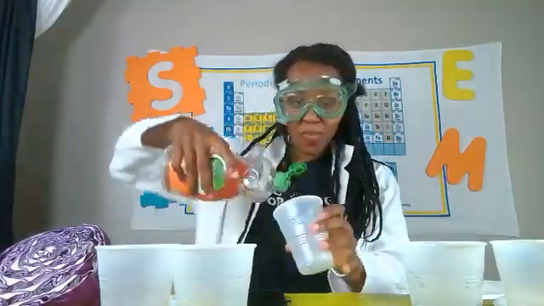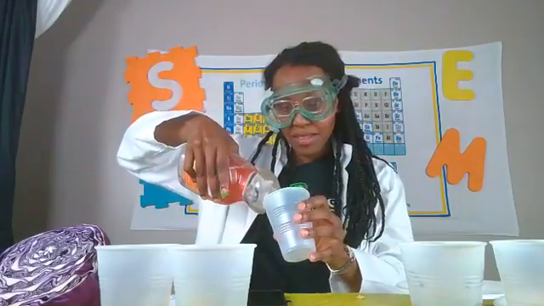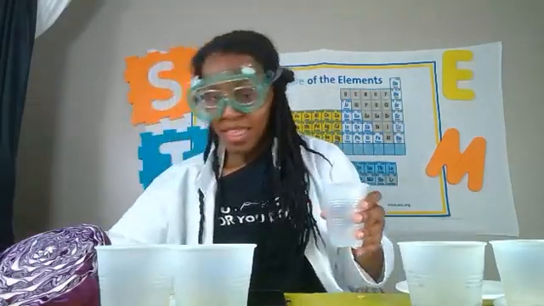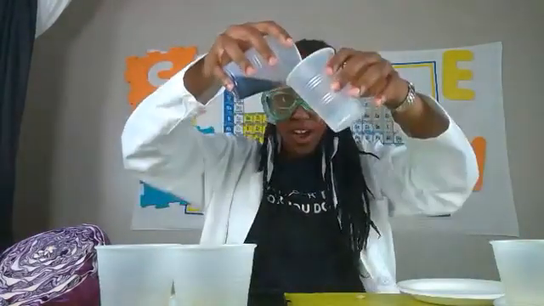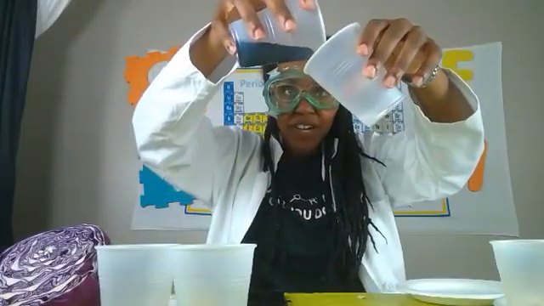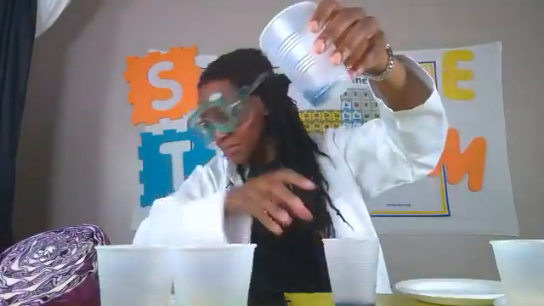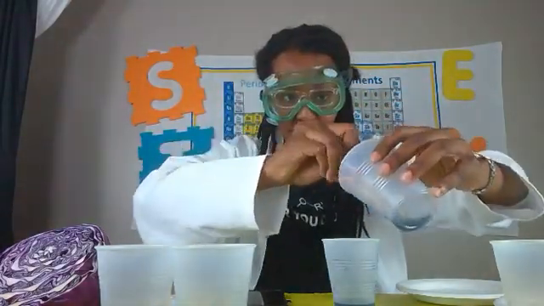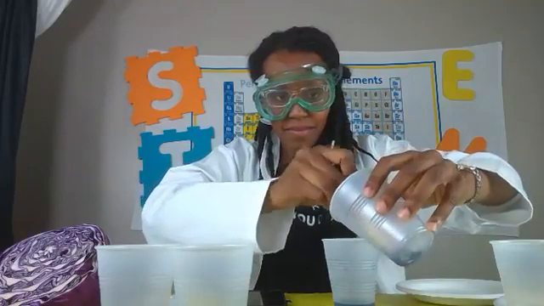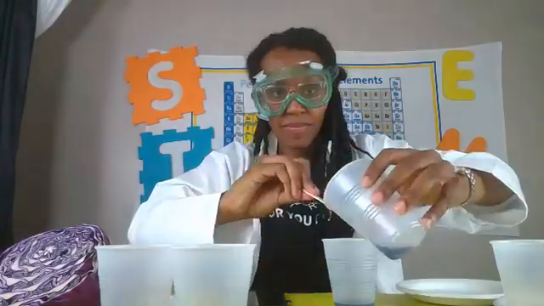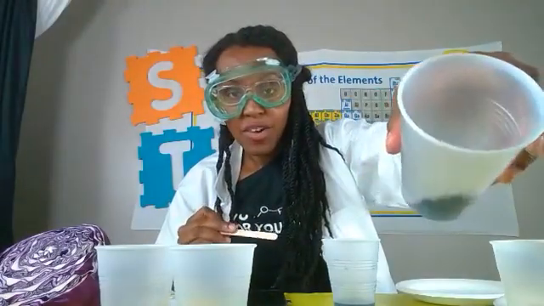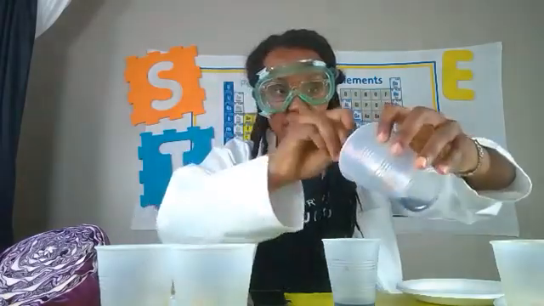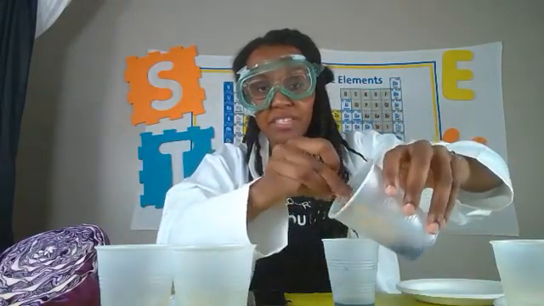All right, let's put some soap in there like that. And we're going to add our pH indicator. Based on what color it turns, we know if it's an acid or a base. Oh, wow, that's pretty. All right, so this soap right here, I would say it's slightly basic, a little closer to the pH of 7.